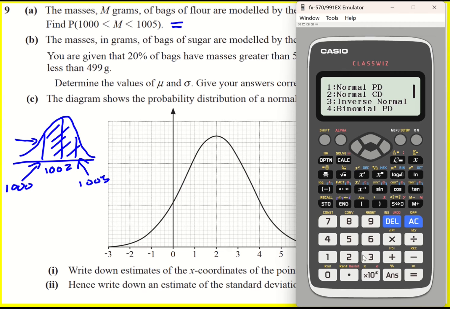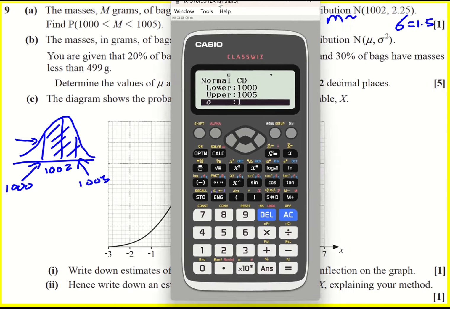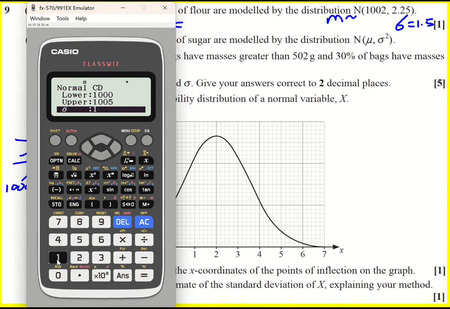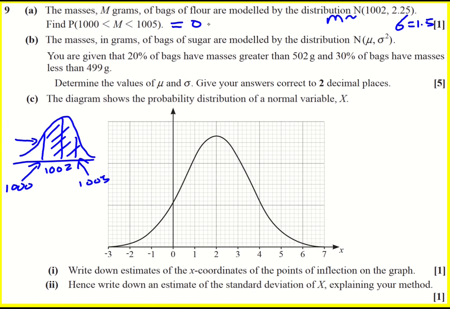So I'm going to be doing normal CD between 1000 and 1005. I've got my 1.5 for my standard deviation and 1002 for the mean. And this gives 0.886.